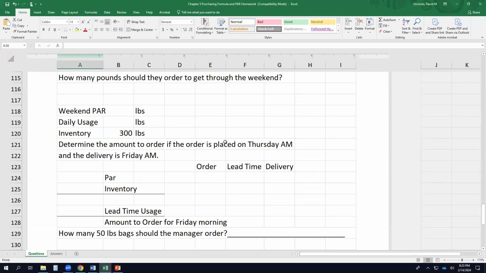Right. On Thursday AM, I place my order on Thursday AM. I still have to operate on Thursday. Because remember, AM means I place the order before I'm open for the day. So the order is placed on Thursday AM and the delivery is Friday AM. So am I going to have daily usage lead time on Friday? No, because the delivery comes in before I open for the day.